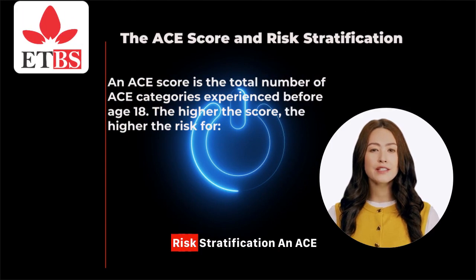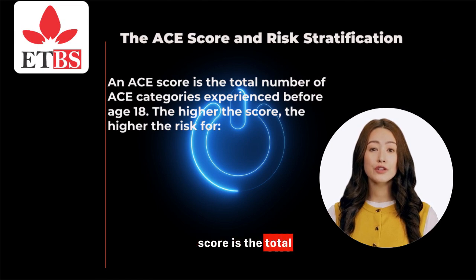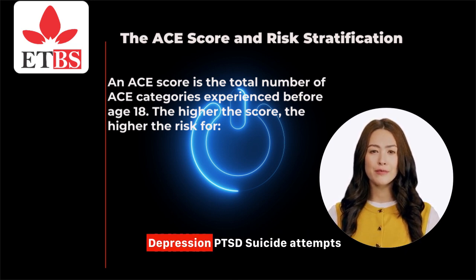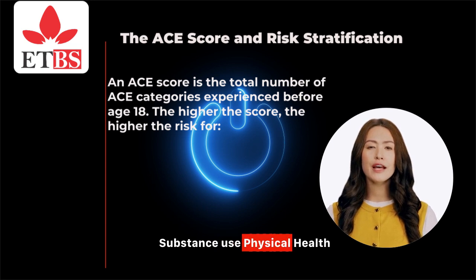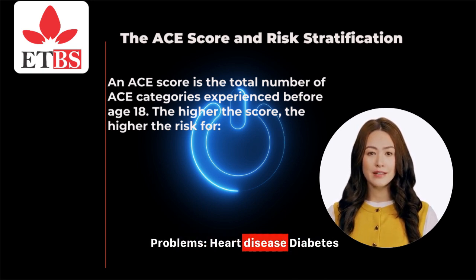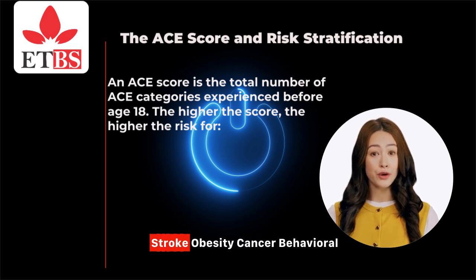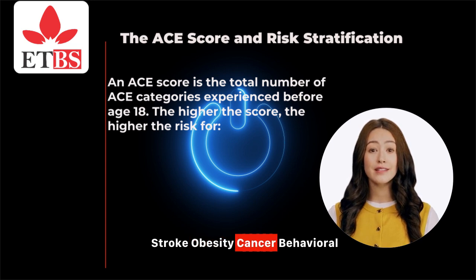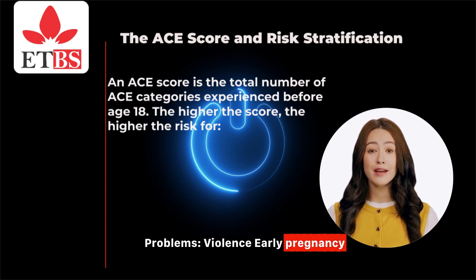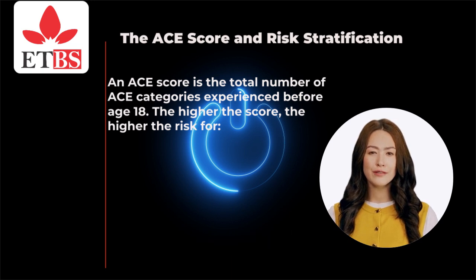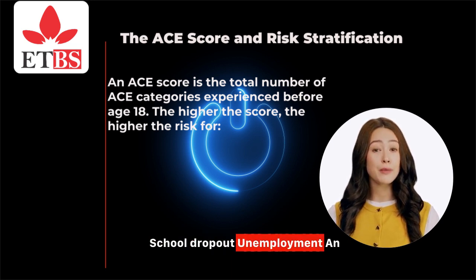The ACE score and risk stratification. An ACE score is the total number of ACE categories experienced before age 18. The higher the score, the higher the risk for mental health issues, depression, PTSD, suicide attempts, substance use, physical health problems, heart disease, diabetes, stroke, obesity, cancer, behavioral problems, violence, early pregnancy, smoking and alcohol use, school dropout, unemployment.